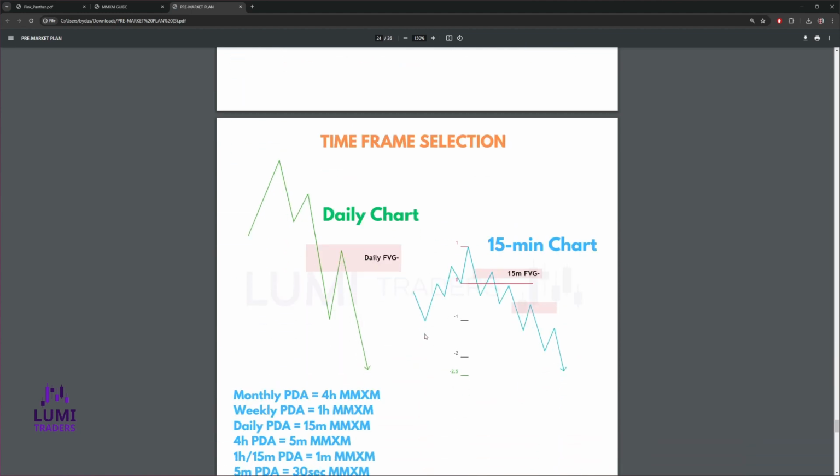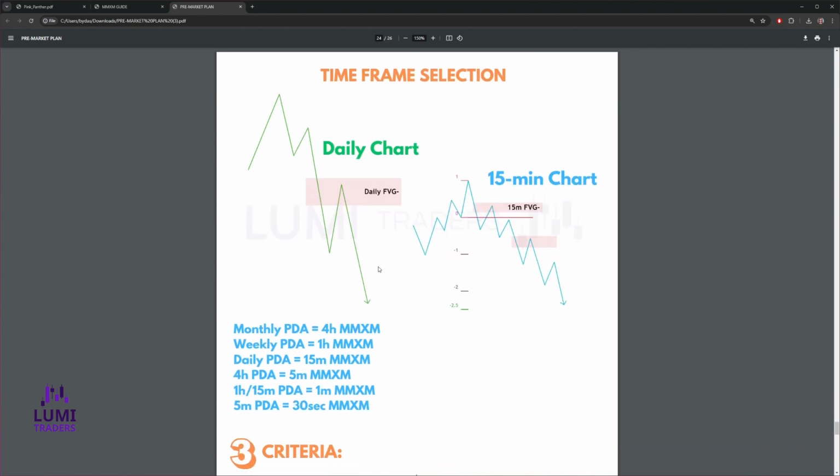Okay, I want to talk really quick about time frame selection. As we got in our example, we got the daily chart, daily fair value gap. This move up and down looks exactly like this on the 15-minute chart. This means that once we got a daily PDRA, we look for 15-minute structure. We look for a 15-minute market maker model.